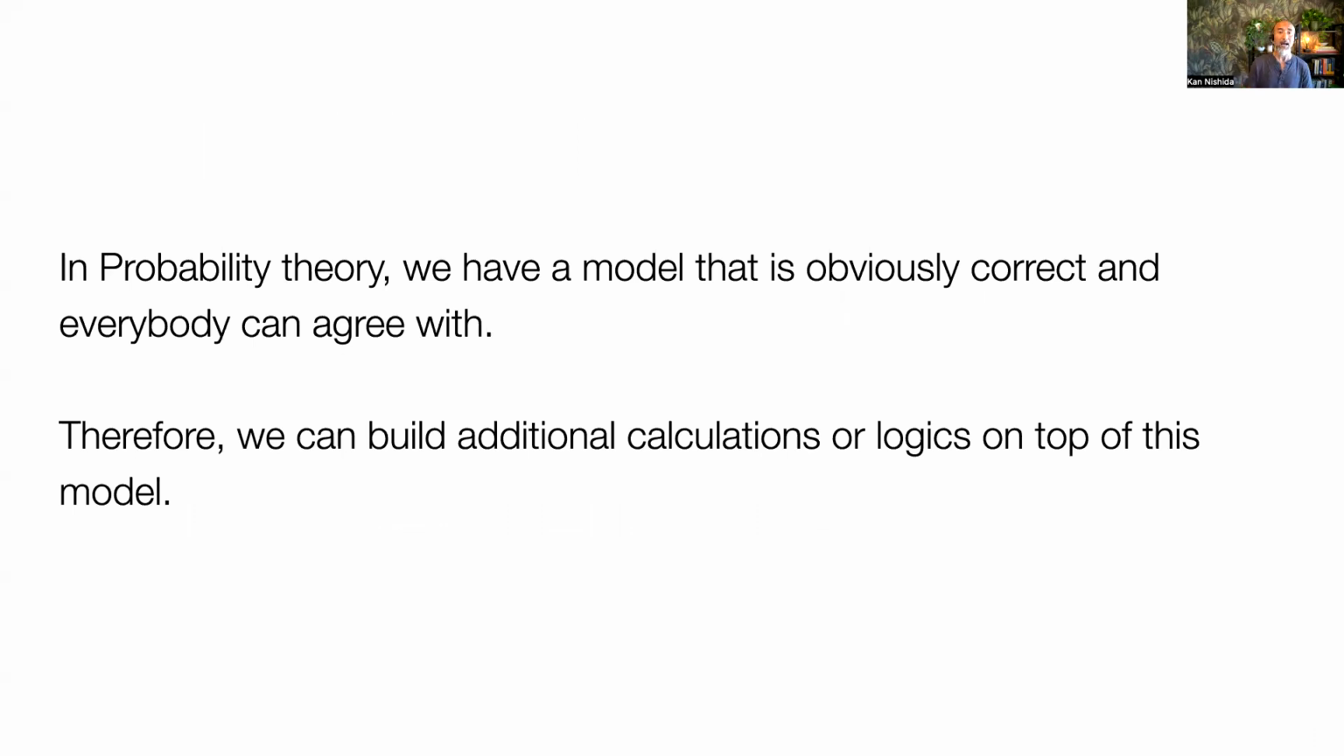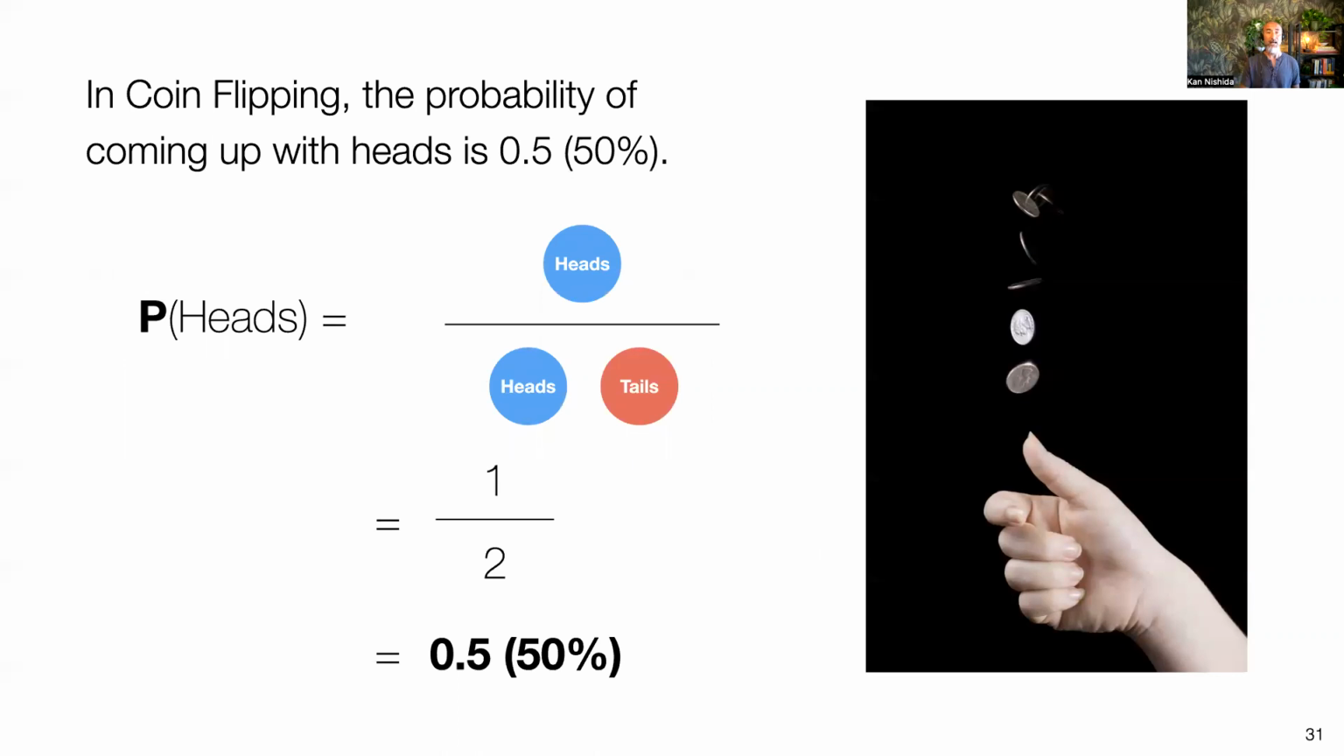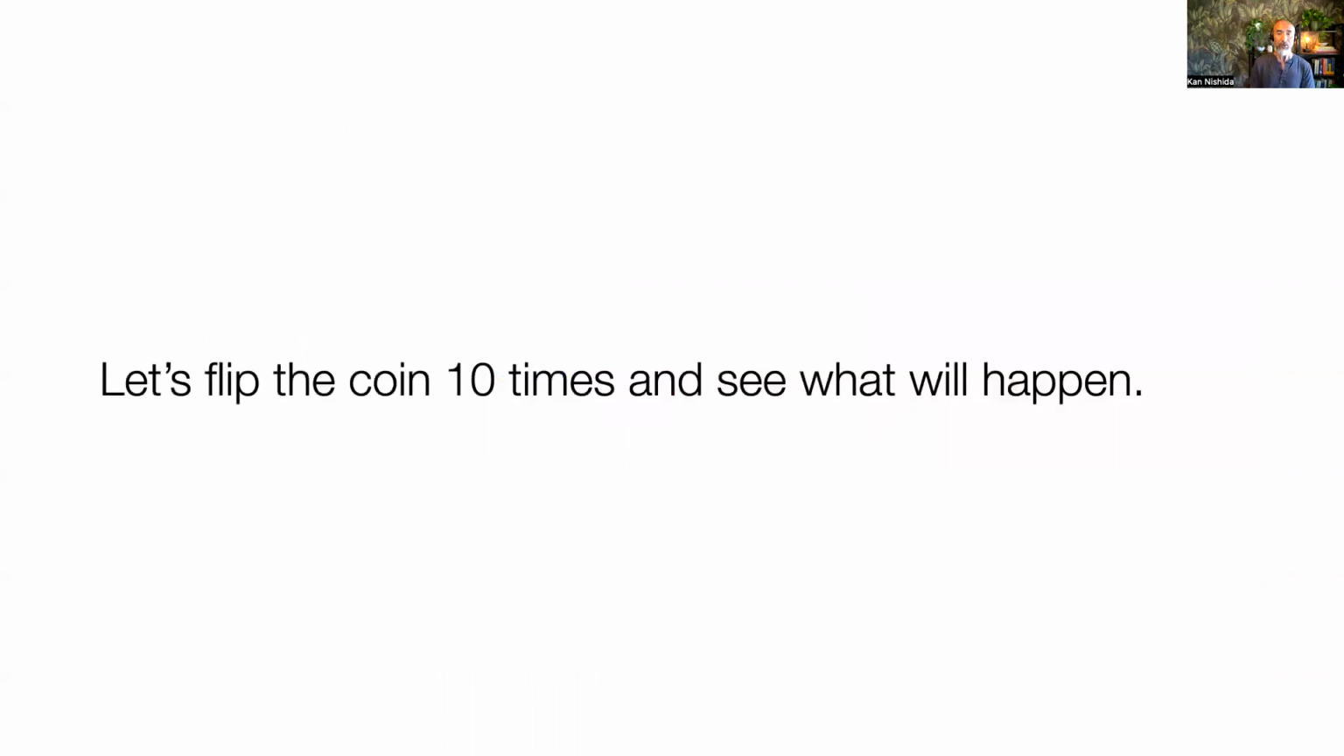And in probability theory, we have a model that is obviously correct and everybody can agree with. Therefore, we can build additional calculations on top of it, or build logic on top of this model. In this case, the model means that P(heads) equals 0.5 or 50%. Calculating this number, the possible options are heads and tails, and we're interested in getting heads, which is one. So when you flip the coin the next time, it's only one of two, and it happens to be heads in this case. So that's the chance of that. Okay, so that was the theory.